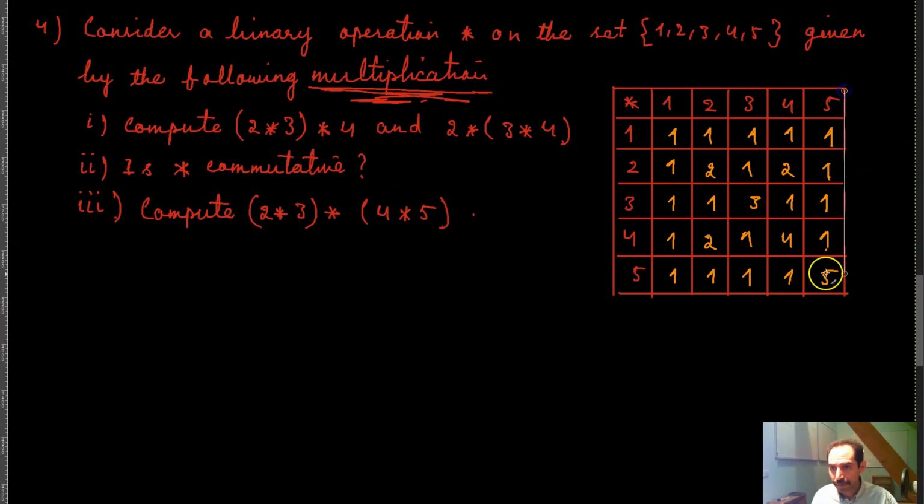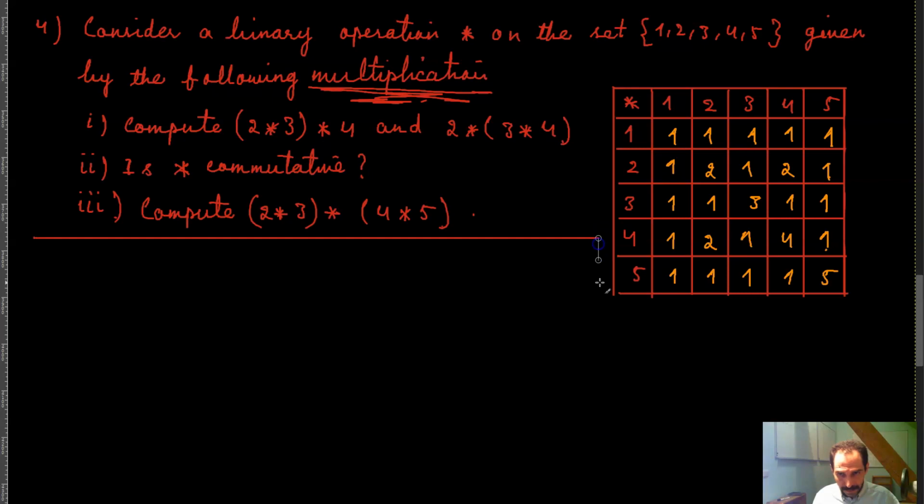Okay, so that is the table. Now, all that I know is that, for example, 1 star 1 is equal to 1, 1 star 2 is equal to 1, 1 star 3 is equal to 1, 1 star 4 is equal to 1, 1 star 5 is equal to 1, and so on and so forth. For example, 2 star 4 is equal to 2, and so on and so forth.